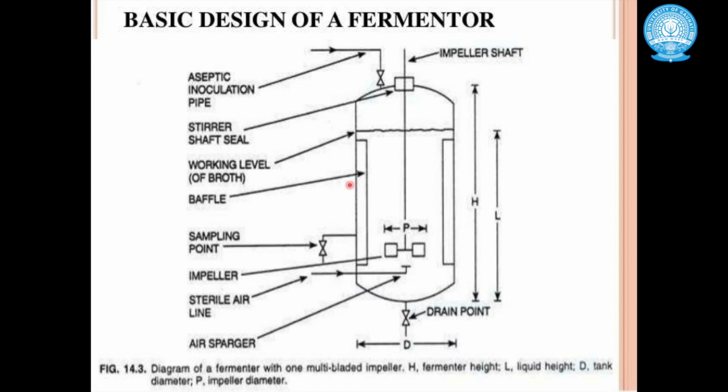This is the baffle, which is basically a thermocouple kind of material which maintains the temperature. The sampling point through which you will be sampling the product. These are the impellers that help in rotation and mixing of materials. The sterile air is very much required for aerobic cultivation of microorganisms, and this is the sparger, and this is the impeller shaft. So whatever you are observing here is a diagram of a fermenter with one multi-bladed impeller.